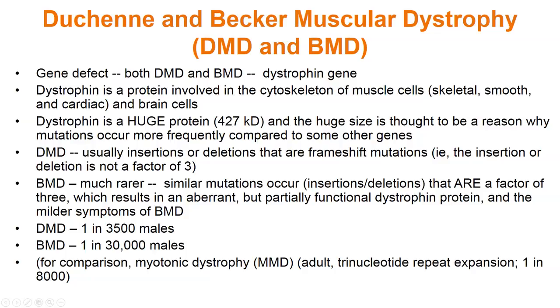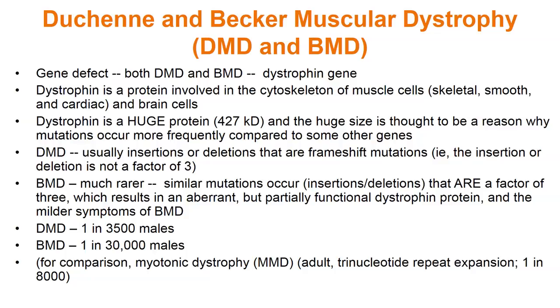With Duchenne and Becker, I told you the same gene is mutated. So what is the difference? Both of these are usually caused by insertion or deletion mutations, and the difference between them is that with Duchenne muscular dystrophy, the insertions or deletions are usually frame shift mutations of some sort. That means the insertion or deletion is not a factor of 3, whereas with Becker, which is actually a rarer condition, you're more likely to have in-frame insertions or deletions.